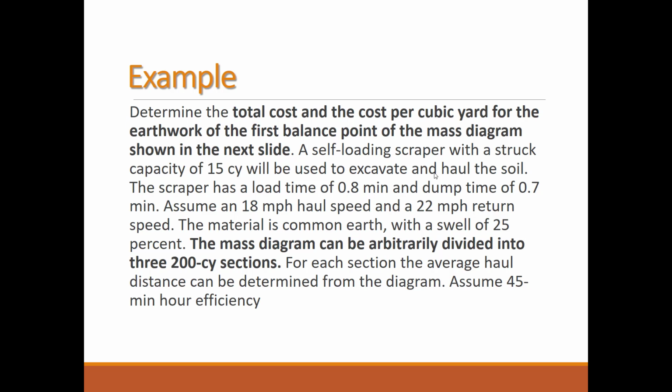It travels at a speed of 18 miles per hour when it's hauling, and at a speed of 22 miles per hour when it's returning, and the material has a swell factor of 25%. And if you look into the mass diagram, which we're going to look into in a second, it's actually going to be divided into 3 hauls or 3 sections, each with a quantity to be moved of 200 cubic yards. There's also a 45-minute-hour efficiency to consider.